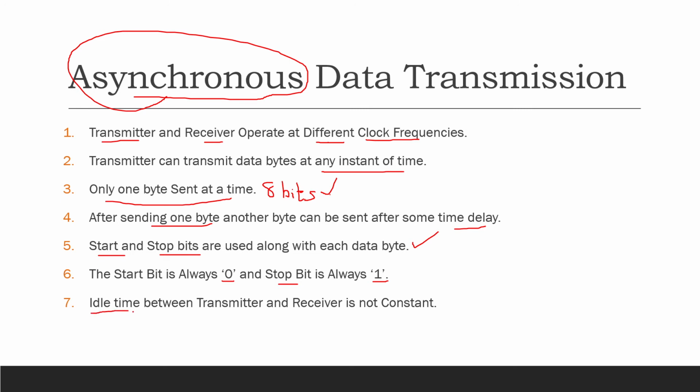Meanwhile, idle time between transmitter and receiver is also not constant, because if the transmitter doesn't have any information to send, then both become idle. So in that case it is quite uncertain to predict the idle times. Hence idle time between transmitter and receiver is not constant.